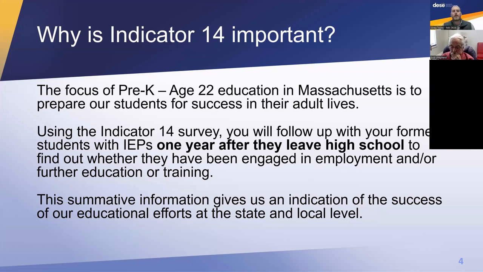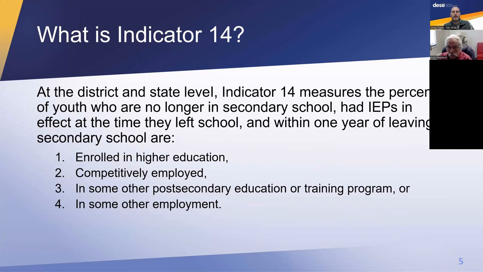So as we begin talking about Indicator 14, we want to start by reflecting why Indicator 14 is important. In Massachusetts, the focus on pre-K to age 22 education is to prepare students for success in their adult lives. And the data that we gather through Indicator 14 helps us to find out if our students did end up becoming successful. We use the Indicator 14 survey by following up with your former students who had IEPs 1 year after they left high school to find out if they had been engaged in employment and or further education or training. The responses to this survey and the summative information it collects helps provide us with an indication of the success of our educational efforts at the state and local level. So again, we follow up with our students with IEPs 1 year after leaving high school.